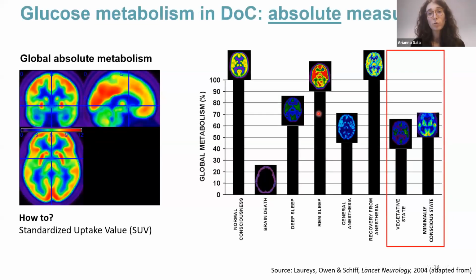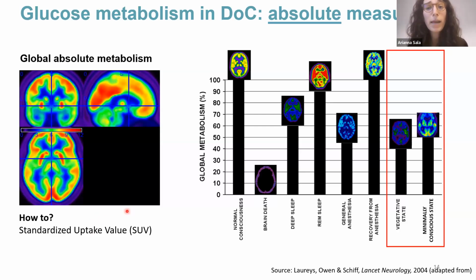So what kind of measures do we have available, that have been used, let's say, in patients with disorders of consciousness? Well, there are two types of measures. The first measure refers to the global absolute metabolism, as you can see here. This is quantified in different ways. For example, using standardized uptake value, SUV, which is the simplest measure we can use to quantify the absolute consumption of metabolism globally in the brain.